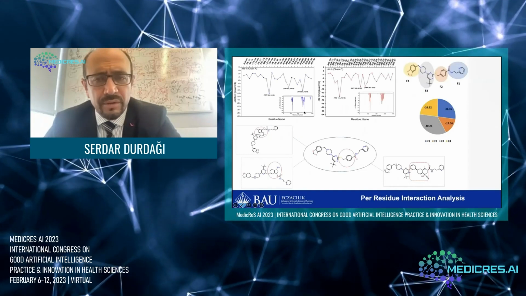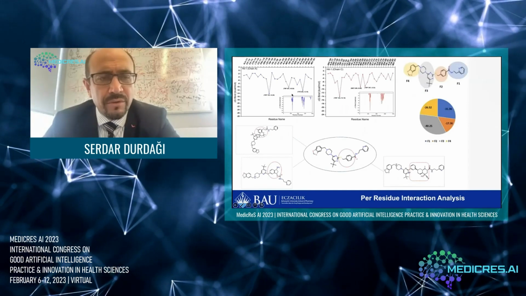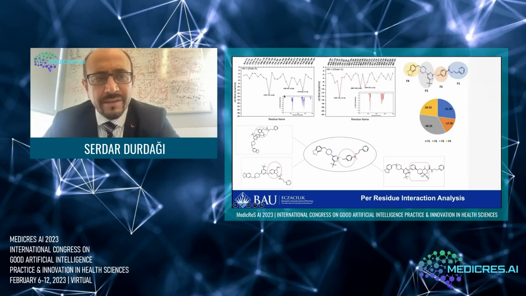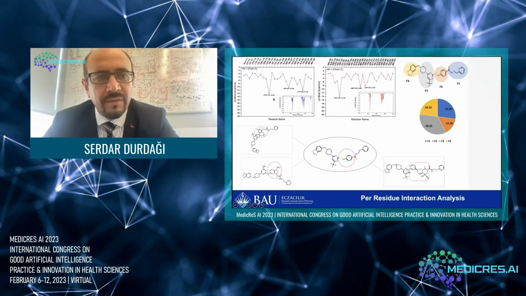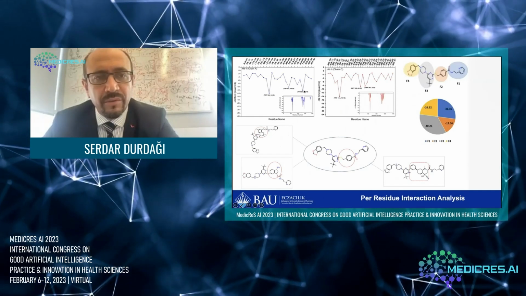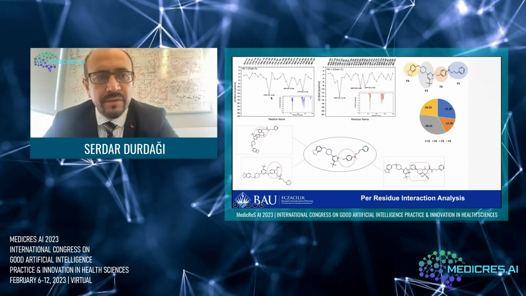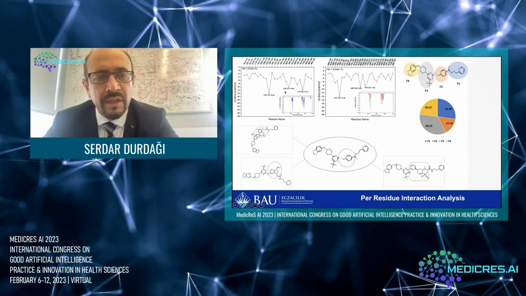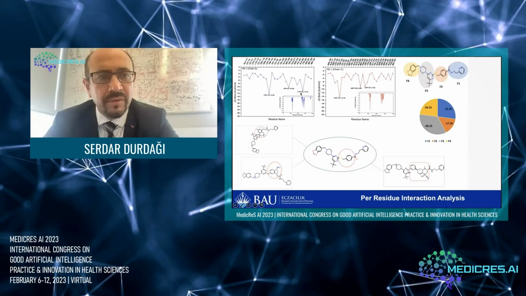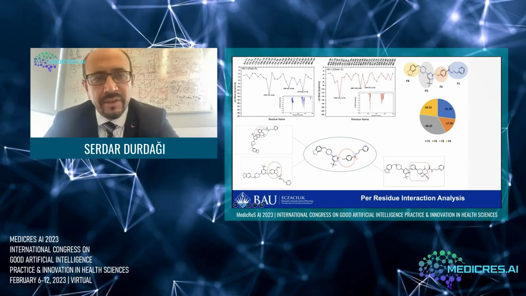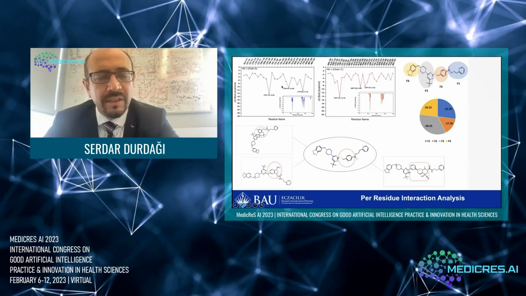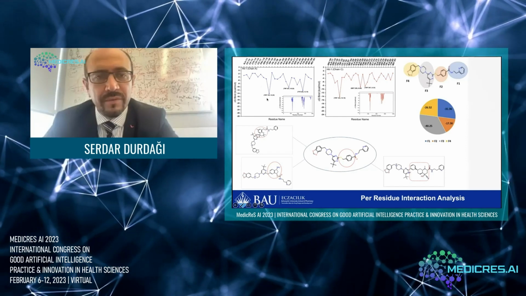We also ran per-residue interaction analysis to see which amino acids contribute more to the binding affinity. So you can see that tryptophans are very important, such as tryptophan 124, tryptophan 267, and tryptophan 285. So they have a very good contribution to the binding affinity.